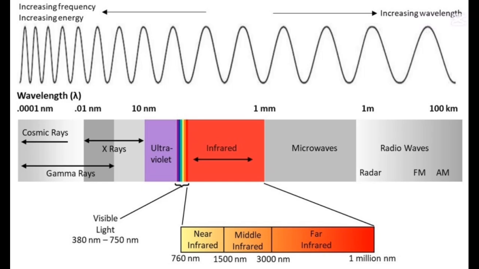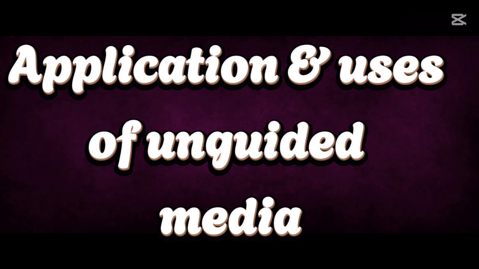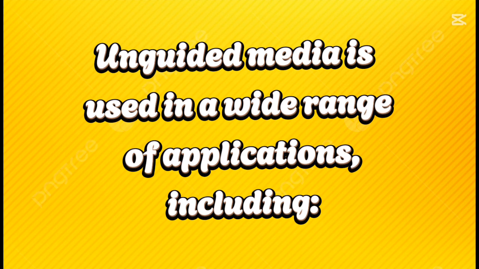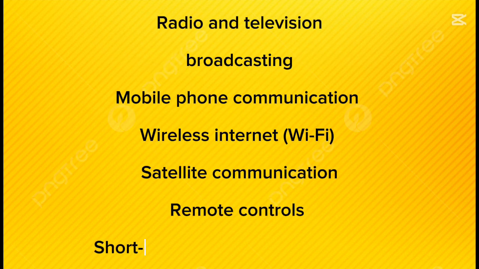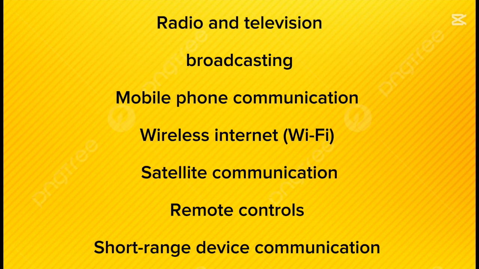How unguided media works. Transmission. Signals are transmitted through the air using electromagnetic waves. Propagation. Depending on the type of wave, signals can travel through the air (ground propagation), reflect off the ionosphere (sky propagation), or travel directly between antennas (line of sight propagation). Applications and uses of unguided media. Unguided media is used in a wide range of applications, including radio and television broadcasting, mobile phone communication, wireless internet, Wi-Fi, satellite communication, remote controls, and short-range device communication.